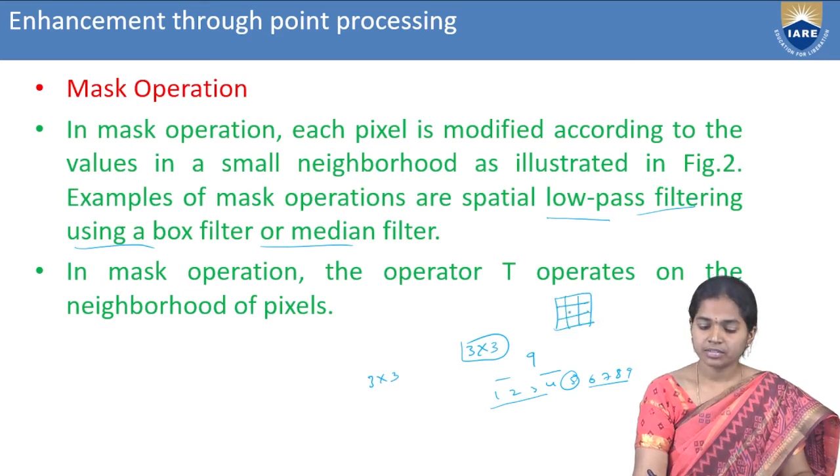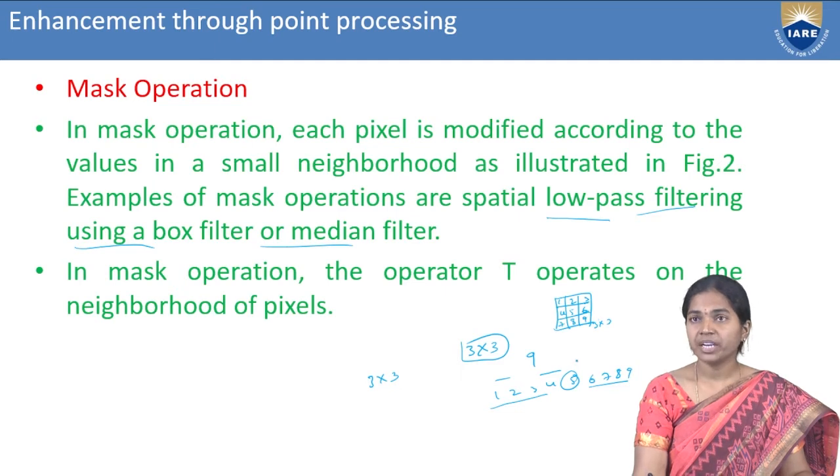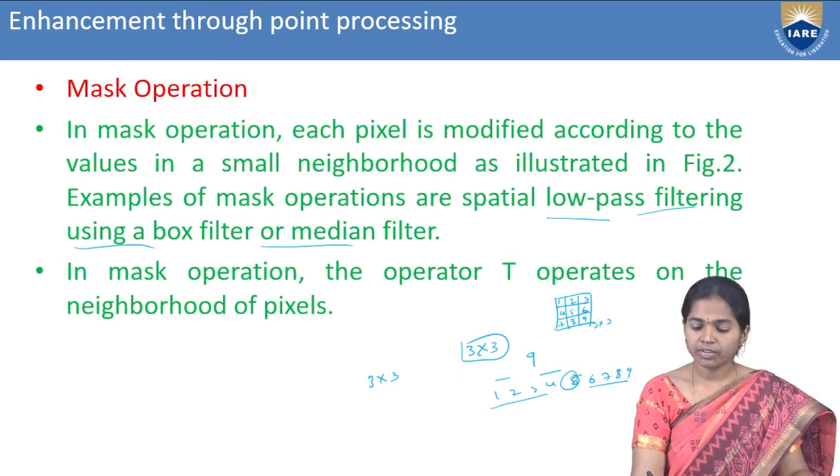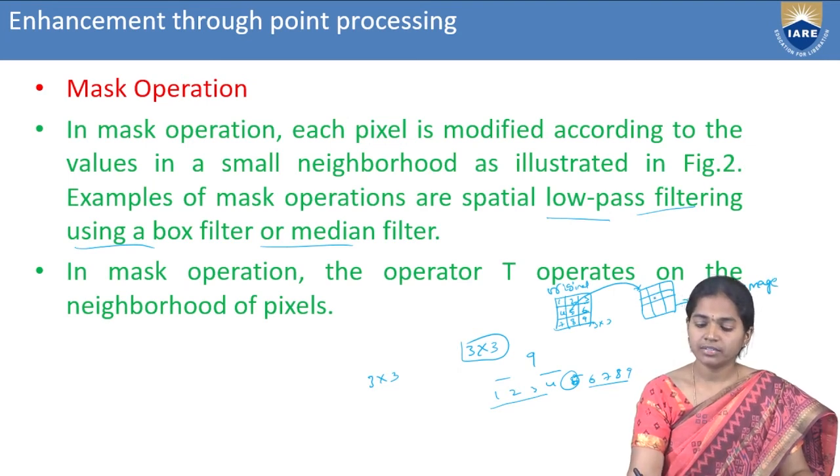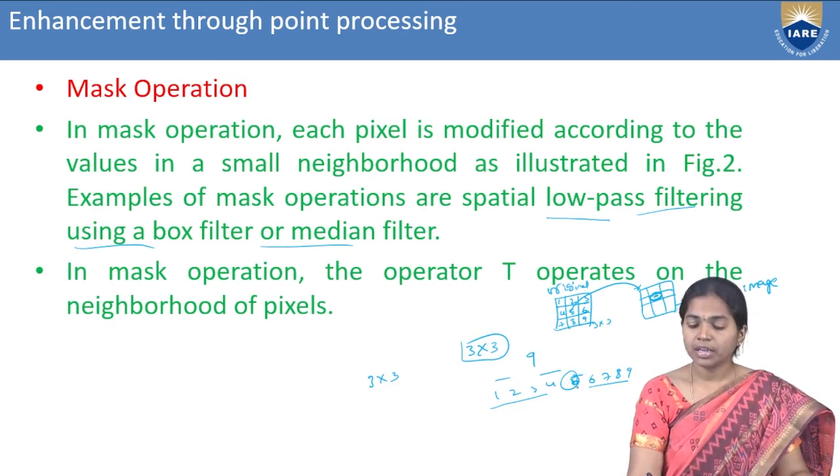In a 3 by 3 mask, the total is nothing but 3 by 3, each and every pixel 1, 2, 3, 4, 5, 6, 7, 8, 9. With the use of the median filter, we get the value 5. In the target image, this is the 5 value, in the same location. This is our original image, we are applying the median filter, and this is our target image. Whatever the resultant is, that value is stored in the center pixel only. So this is nothing but the median filter.